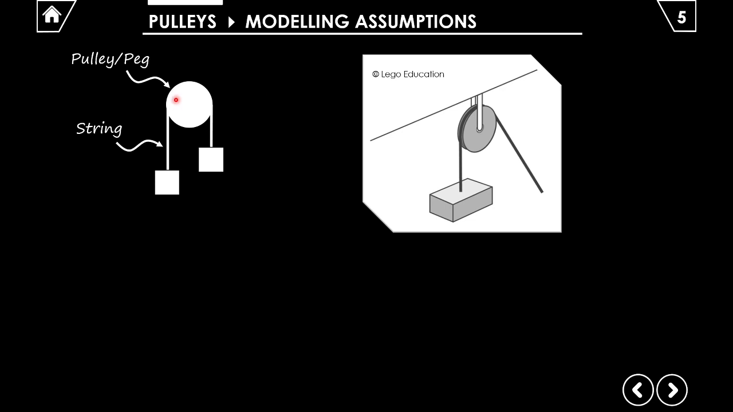Sometimes, as well as pulleys, we're looking at pegs. There's no difference in terms of the calculations we're going to do. It's just that a pulley is a wheel that will move around to allow the string to move, and a peg is just something that will be fixed, and the string would slide over the top of it without it moving at all.